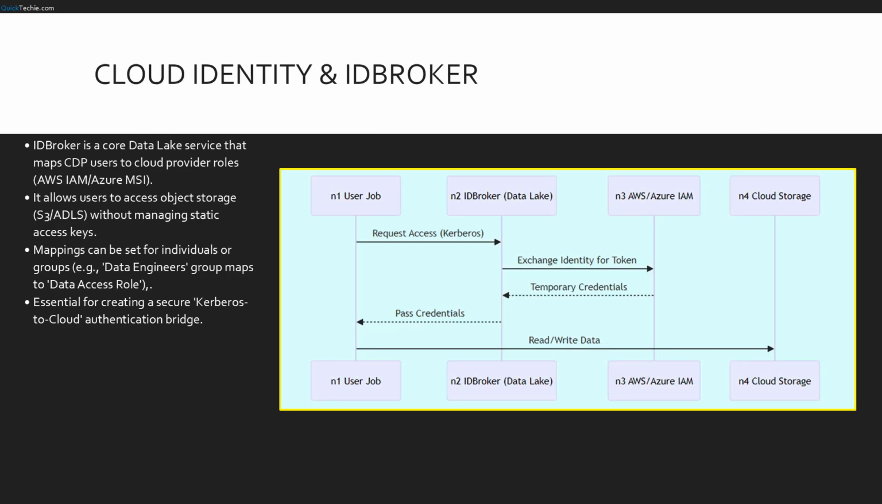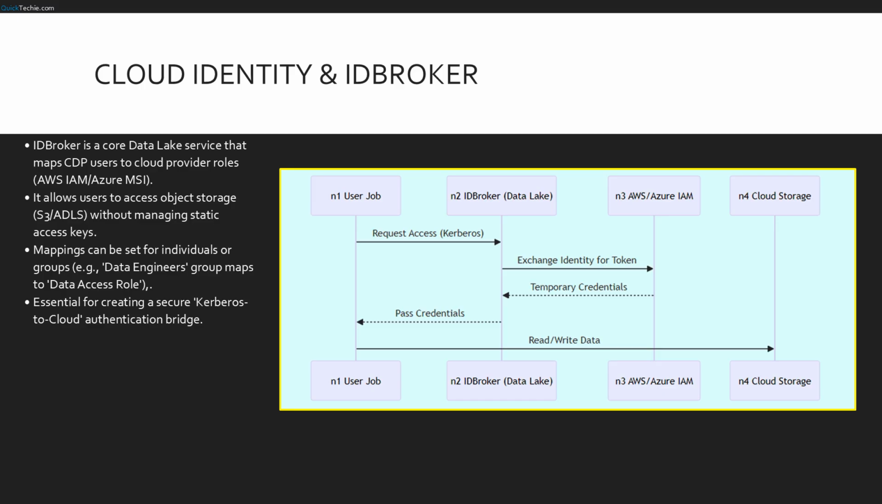One of the most critical services running on your data lake is the ID broker. In a cloud environment, you never want to distribute static AWS access keys or Azure secrets to hundreds of users. ID broker solves this by acting as a bridge. When a user runs a job, ID broker exchanges their internal CDP Kerberos identity for a temporary, scoped cloud token. You configure these mappings during setup, for example, mapping your data engineers group to a specific AWS IAM role that has read/write access to your S3 buckets.